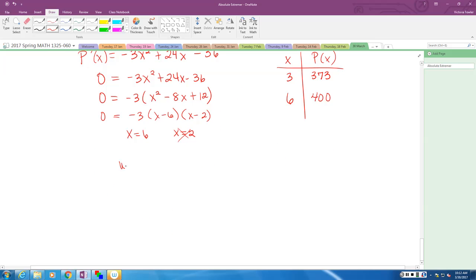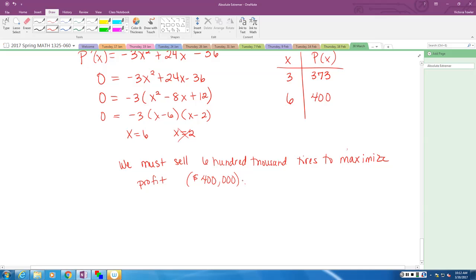Yep. We must sell, or they must sell, 600,000, however you want to write that out. I'll use the word. I'm going to say we must sell 600,000 tires to maximize profit. And if I want to add, what's that max profit? It's 400,000. Okay. All right, so you guys see how this is going to work? Okay, do we have any questions over that one?